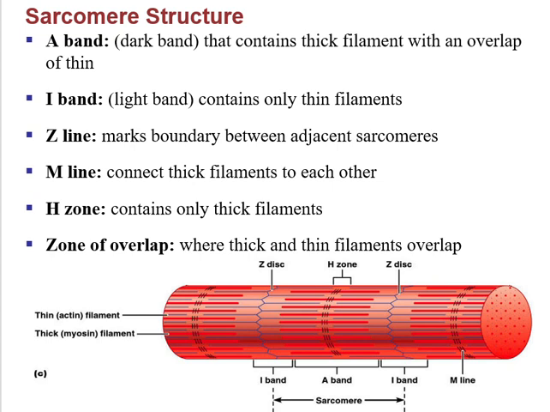The Z line, or Z disc, marks the boundary between adjacent sarcomeres, and the M line is the connection in the middle of the H zone where we see thick filaments connected to each other. And the H zone contains only thick filaments, and it's in the middle of a sarcomere. And a zone of overlap is where thick and thin filaments overlap, and generally is also described as the A band or the dark band.